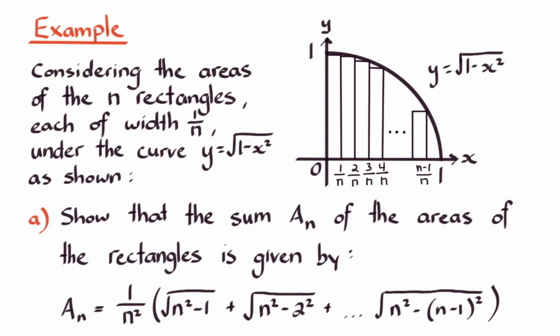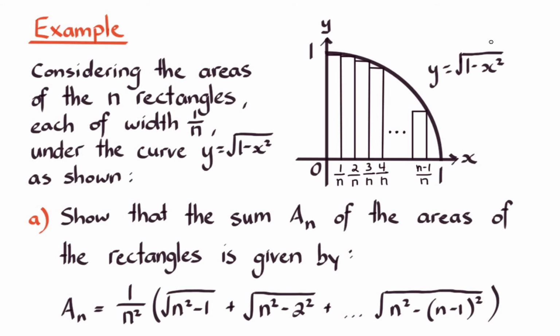Considering the areas of the n rectangles, each of width 1 on n, under the curve y equals root 1 minus x squared as shown, show that the sum an of the areas of the rectangles is given by this expression. Alright, so there's a bit to unpack, so before we jump into part A, let's just observe our diagram and understand what's going on.